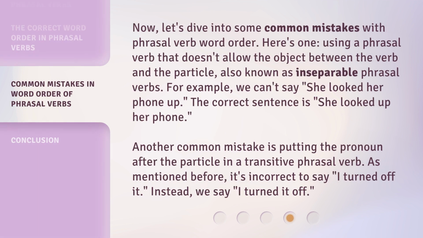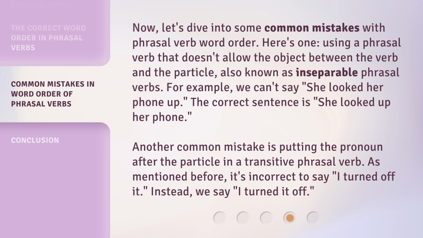Now, let's dive into some common mistakes with phrasal verb word order. Here's one. Using a phrasal verb that doesn't allow the object between the verb and the particle, also known as inseparable phrasal verbs. For example, we can't say, she looked her phone up. The correct sentence is, she looked up her phone.